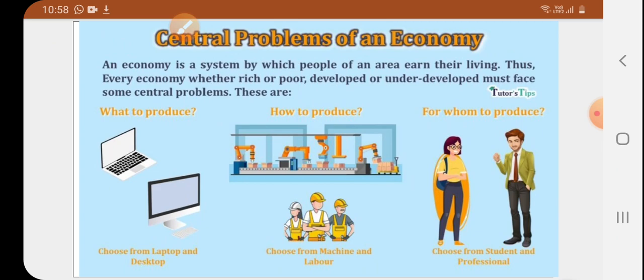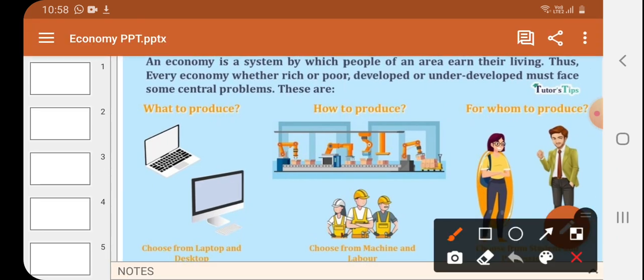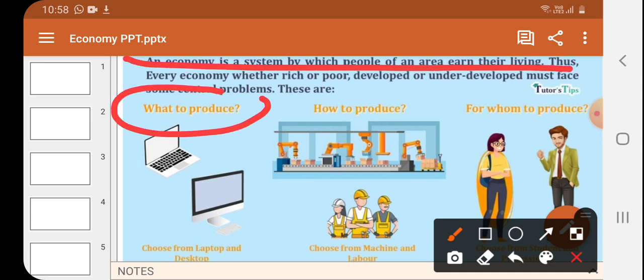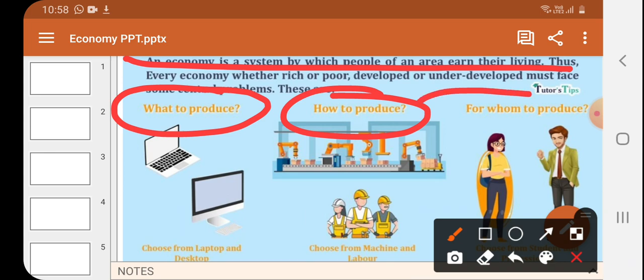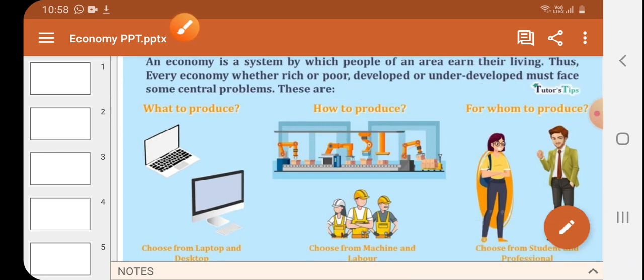Okay, clear? So what is economy? Economy is a system by which people of an area earn their living, and the central problem, 3 basic concerns, are what to produce, how to produce, and for whom to produce.